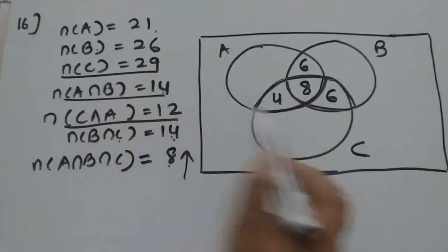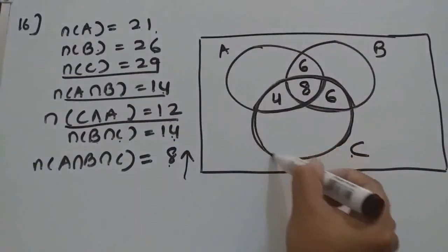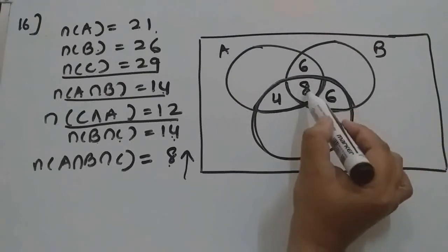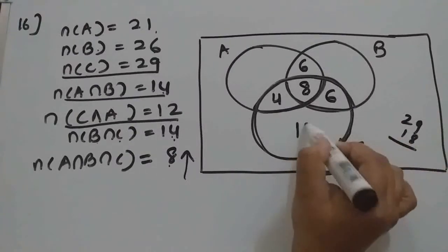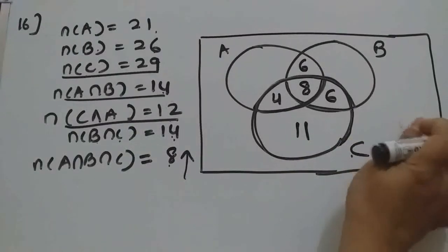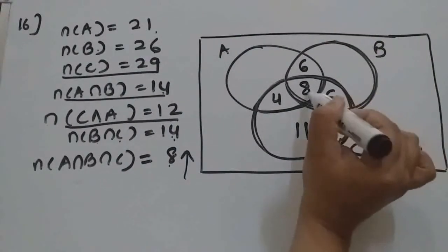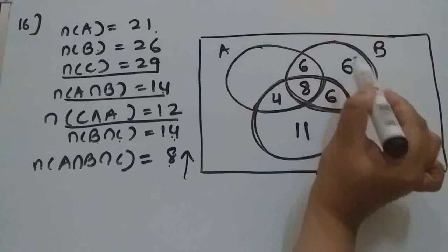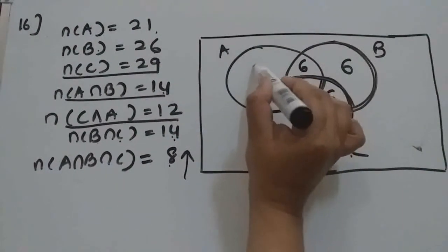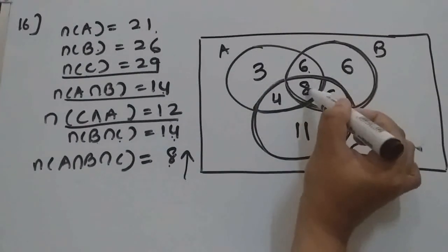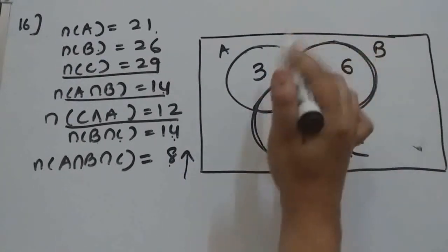Now n of C is 29. N of C means this complete circle, 29. So we already have 14 plus 4, 18. So 29 minus 18 means 11. Okay. Then B is 26. This B is 26. So we have 14 plus 6, 20. So 6 will come here. And A is 21. See, 6 plus 8 is 14, plus 4 is 18. And this complete circle is 21. So 21 minus 18 means 3.